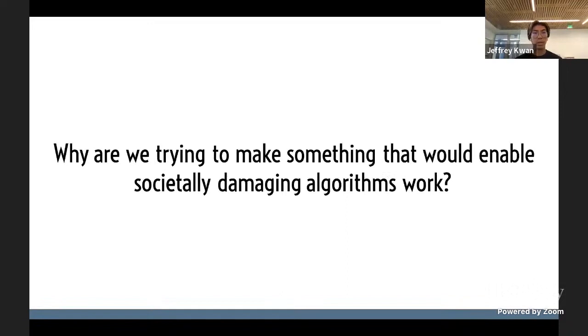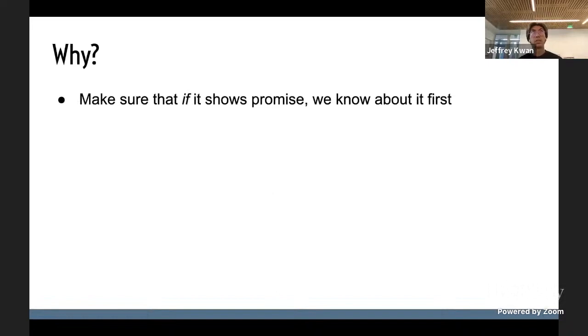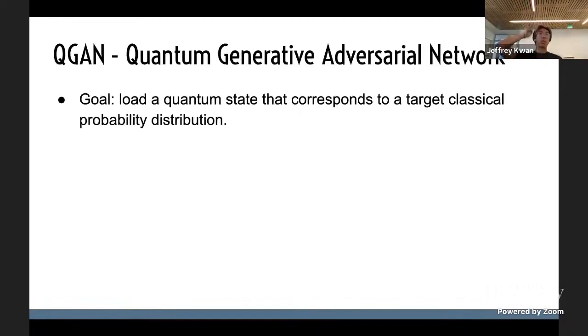So just before we begin, why are we trying to make something that will enable these kinds of societally damaging algorithms to work better? The answer is that we want to make sure that if these algorithms actually show promise, we know about it first, so that we can develop the analysis tools and the technology needed to understand these algorithms and prevent any sort of damage from happening without us even knowing why it's happening. So without further ado, let's go into it.